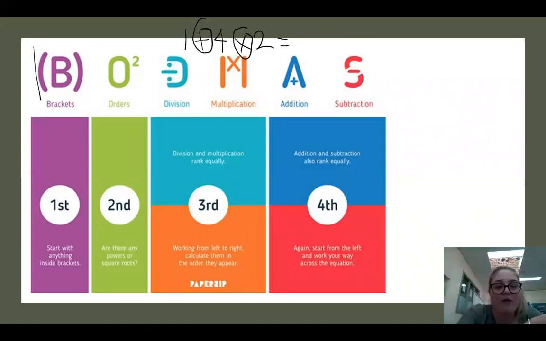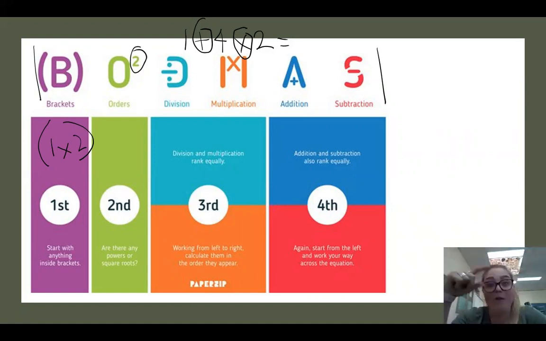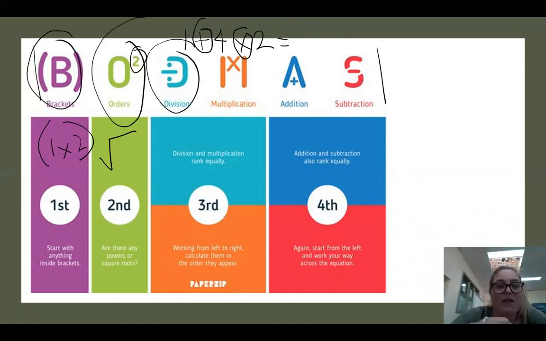So we start off on this end and we go to this end. So we start off with our brackets. So anything that has a bracket, so if we had 1 times 2, we'd have to do the bracket first. Orders, so if we see a little number on top of a big number, that is called an order. We also have something called a square root, which is also an order. Then we have division, multiplication, addition, and subtraction. So we need to do all the brackets first, then the orders, then the division, multiplication, addition, and subtraction. That's what we need to do in that order.